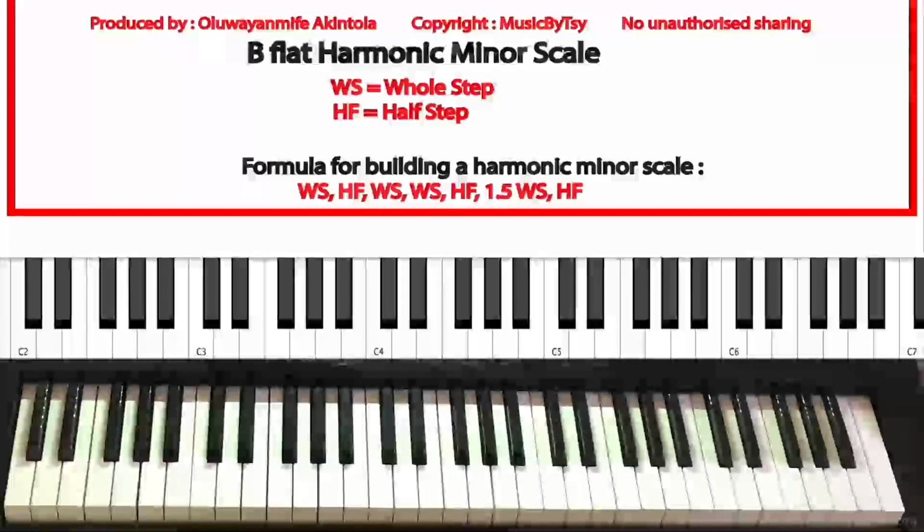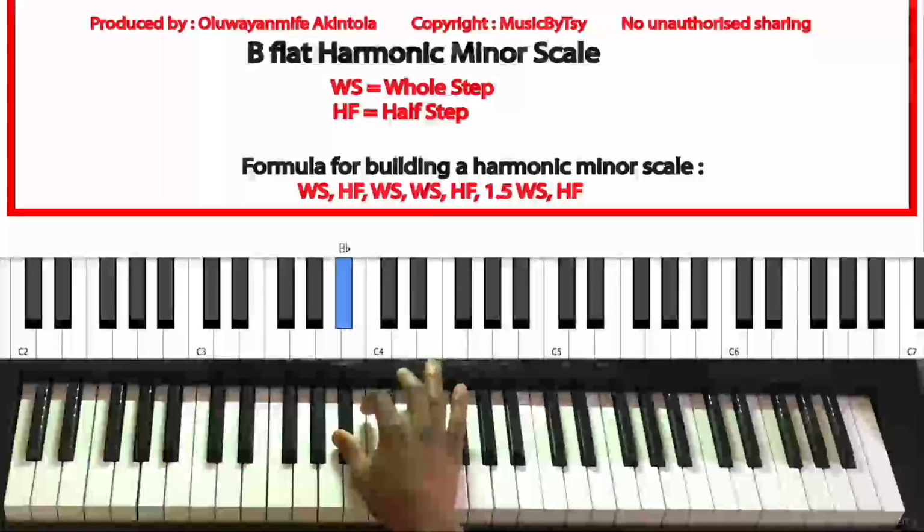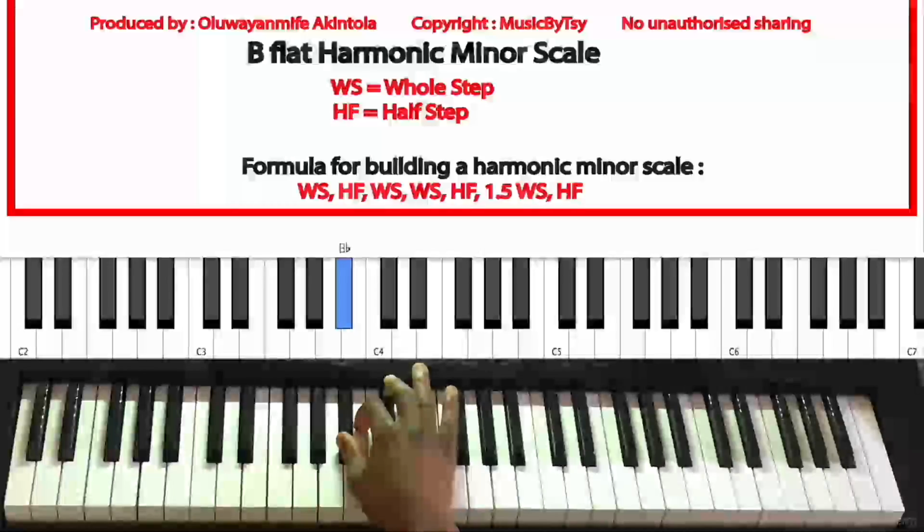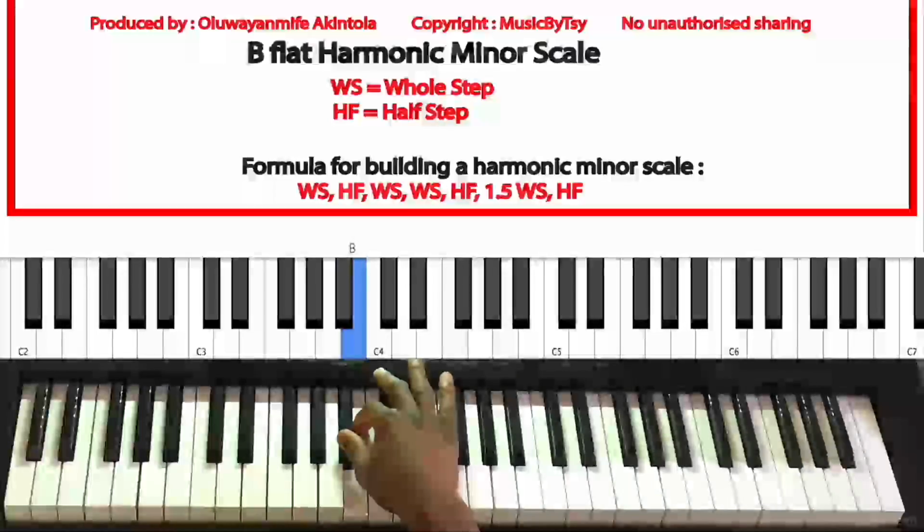Now, the other method that we could have used to figure out the B flat harmonic minor scale is to use the formula. Just before we use the formula, just to remind you, whenever you move from one key to another key and you don't skip a key in between, then that is known as moving by a half step. So for example, if I move from the key of B flat to the key of B, I've moved from one key to the next key without skipping any key. Therefore, this means that I've moved by a half step.